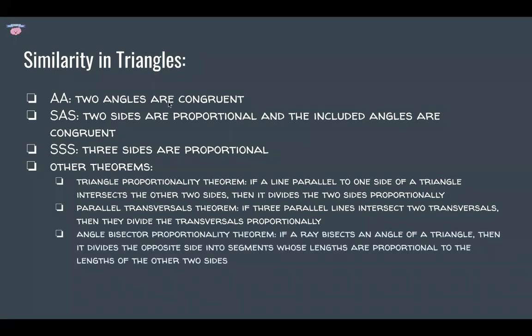Angle bisector proportionality theorem. The angle bisector of a triangle divides the opposite side into segments, and these lengths are proportional to the other two sides. That's a simple way of putting it. So let's say I have this triangle. This is the angle bisector. This is A, this is B, this is C, this is D. A divided by C is equal to B divided by D.